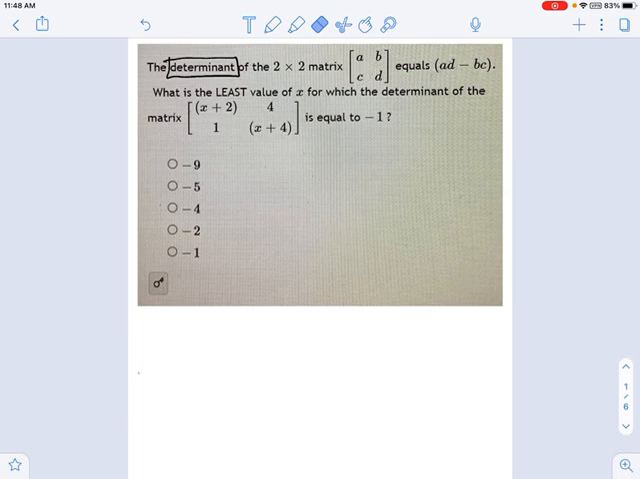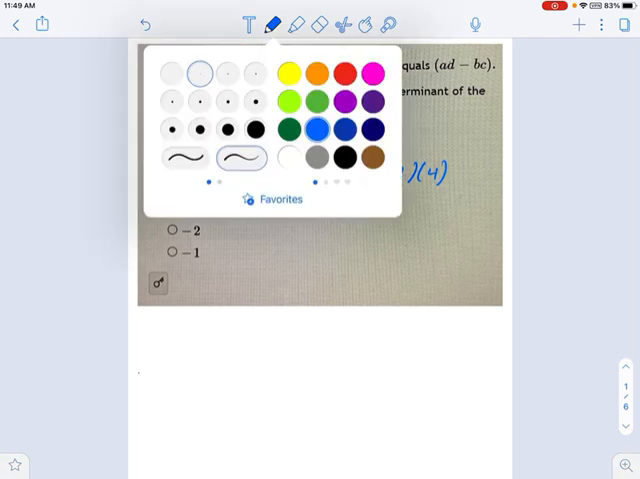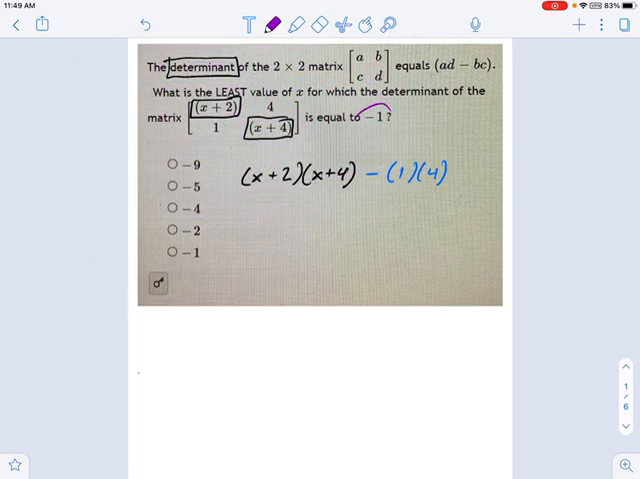Okay, so let's take that formula and apply it to this matrix right here. So this won't take long. It wants to know what is the least value of x, blah, blah, blah, which the determinant of the matrix, blah, blah, blah, is equal to -1. So we do the determinant calculation. I'm going to do this times this. That's A times D. Okay, that's x plus 2 times x plus 4. And now the next part is minus BC. So that's going to be minus 1 times 4. And I want this to be equal to, what do we have here? It's going to be equal to -1.